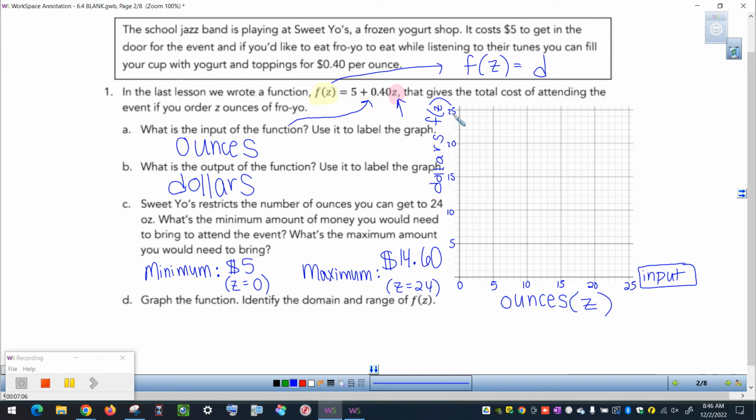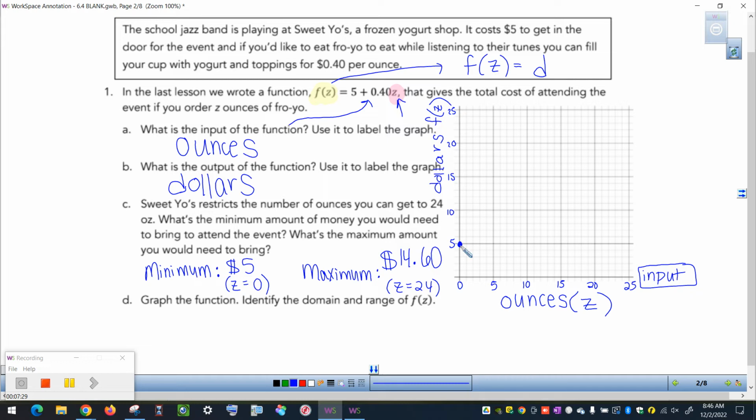And we could start to think about, okay, if it was 0 ounces at the starting point on our graph, how much money is it going to cost us? Well, that was actually our minimum value that we just talked about. It's still going to cost us $5 to get in the door. And so we have this first ordered pair of basically 0, 5. For 0 ounces, it costs us $5.